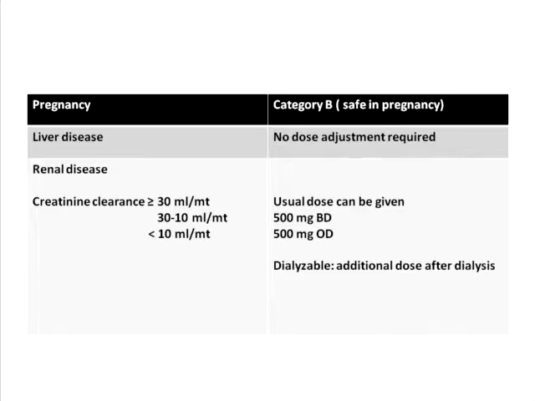Creatinine clearance between 30 and 10 ml per minute, you decrease it to a twice daily dose. And when it goes below 10 ml, you give a once daily dose. About 30% of the drug is dialysable. So when the patient is on dialysis, you should give an additional dose after dialysis, and if you can time it, you can give the drug after dialysis.